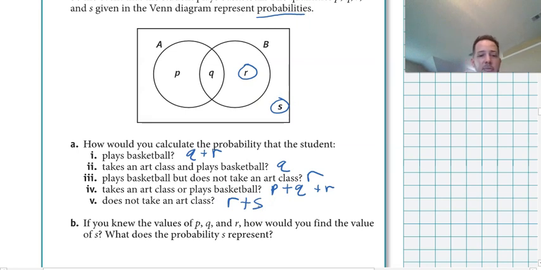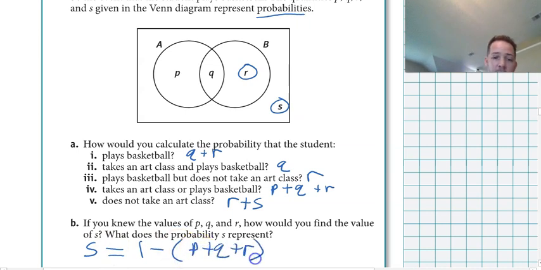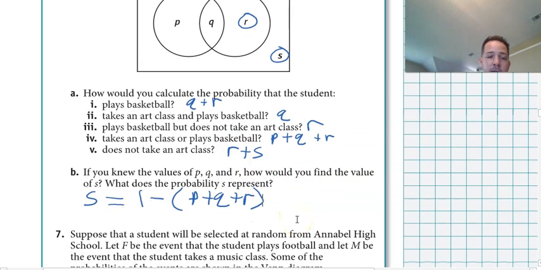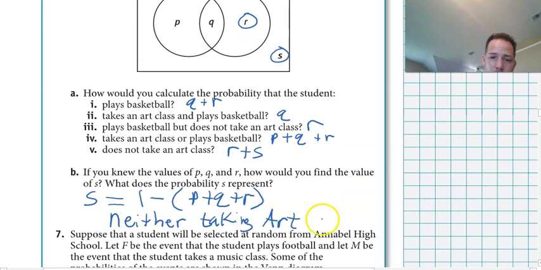All right, if you knew the values of P, Q, and R, how would you find the value of S? And what does that probability represent? So if I wanted to find S, I could just subtract P, Q, and R from 1. So to find S, it equals 1 minus (P plus Q plus R). And that represents the students that are not taking art and not playing basketball. They're not art nor basketball.